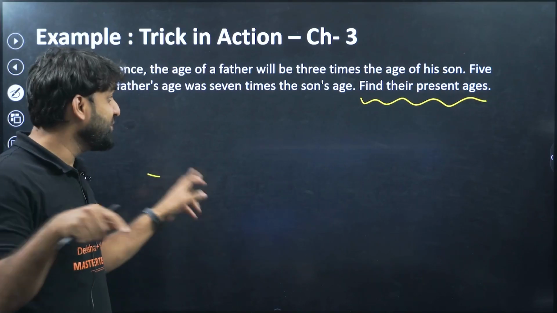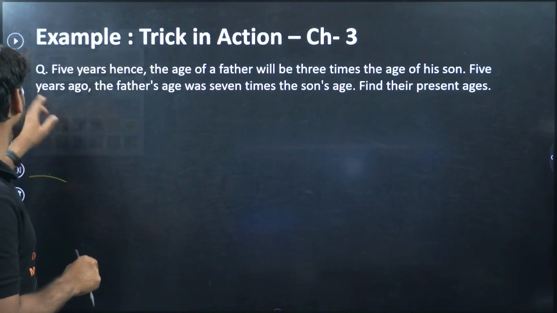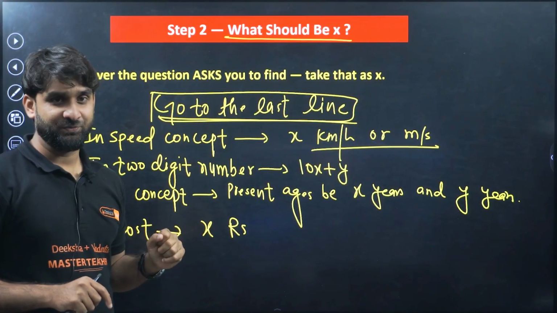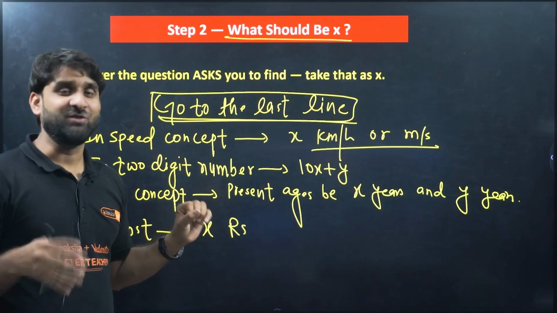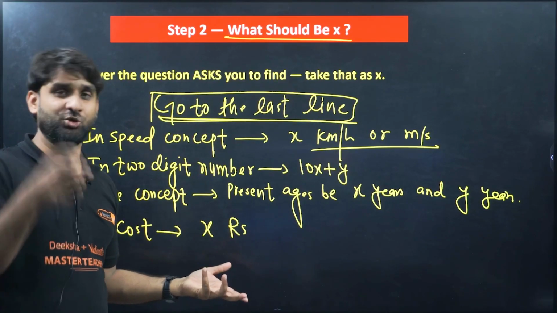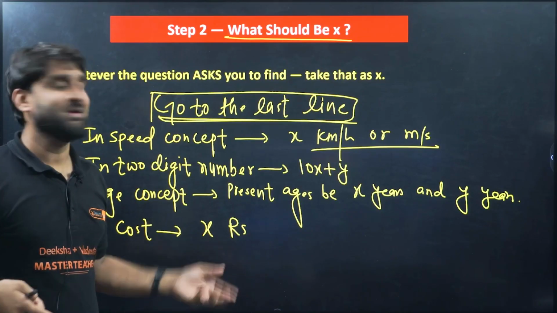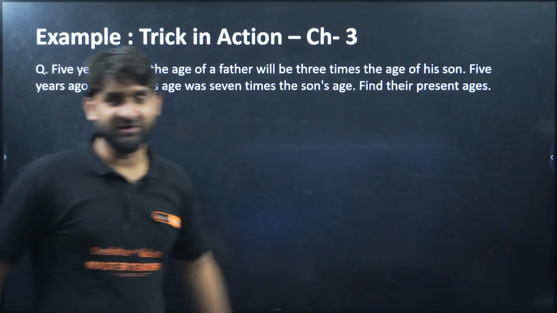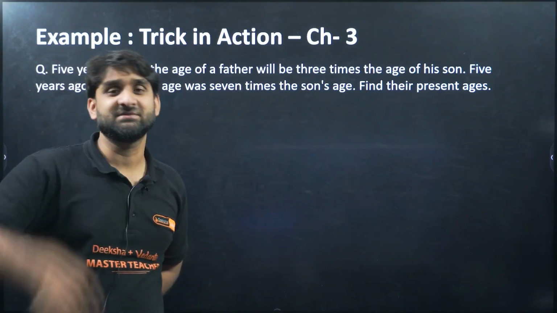And what did I suggest for any word problem question? Always go to the last line first, because we have to assume x. What the question is asking us to find should be x, to initiate and proceed with the solution. So go to the last line. And what is the last line? Find their present ages. There are 2 persons, father and his son.